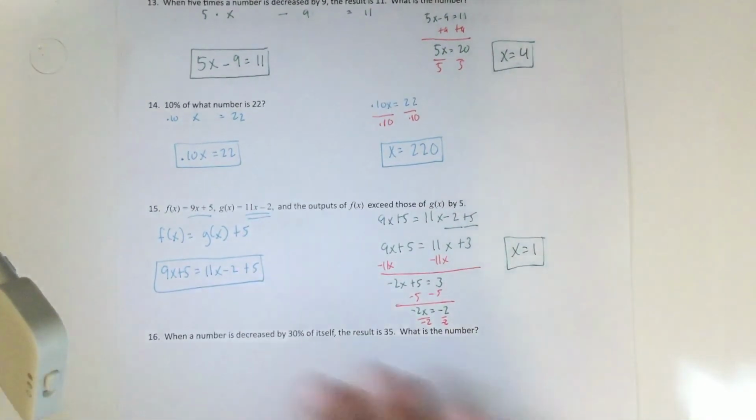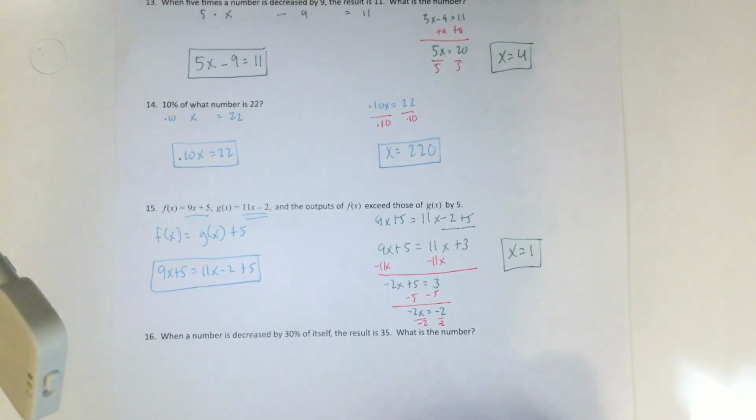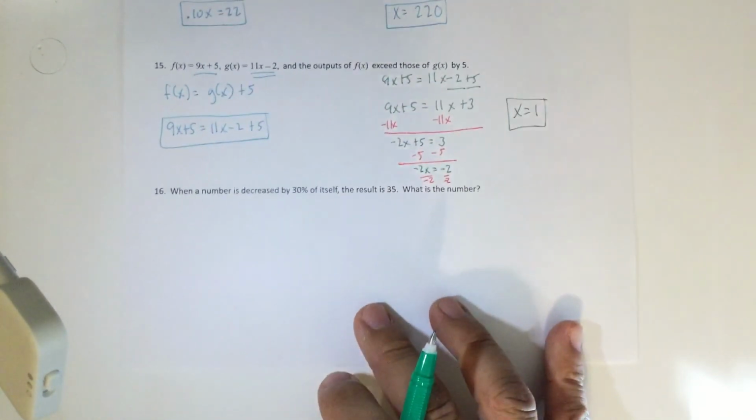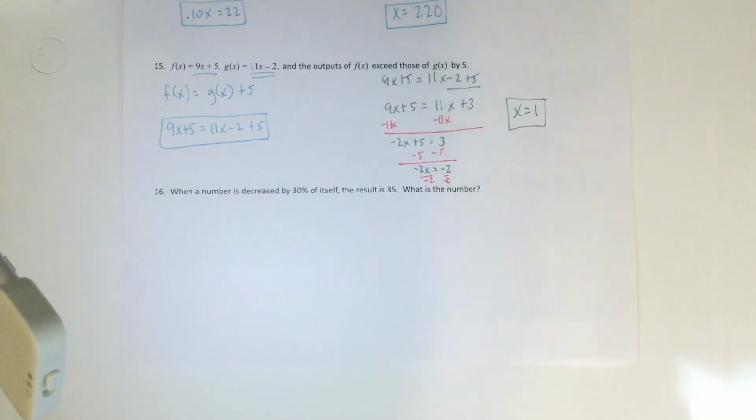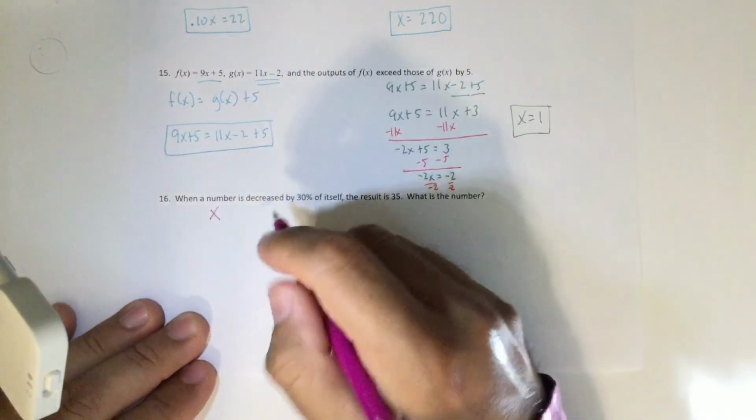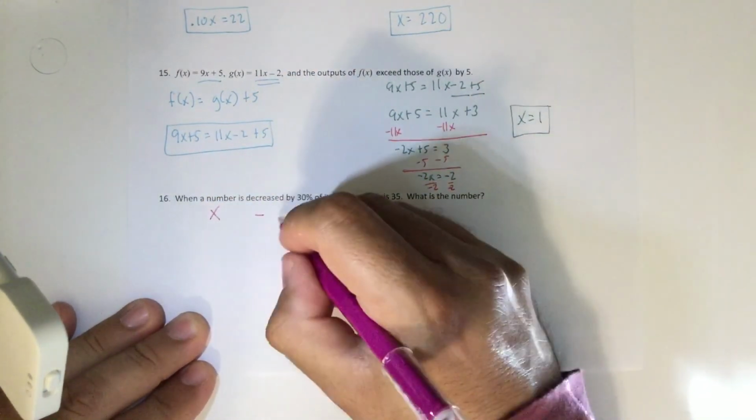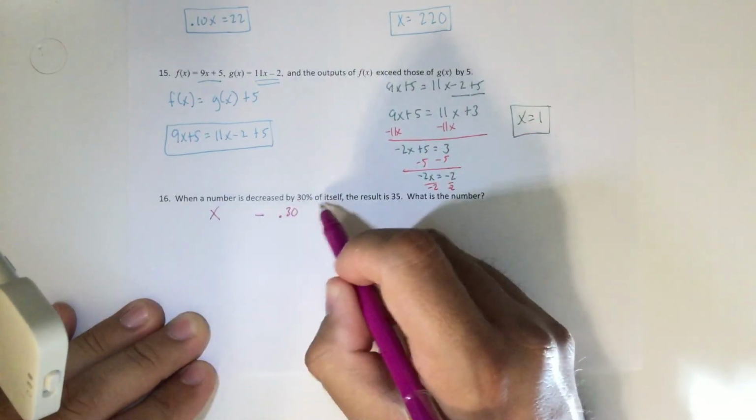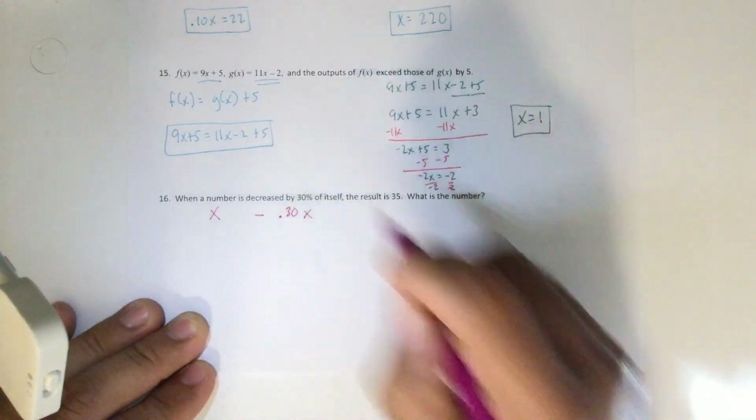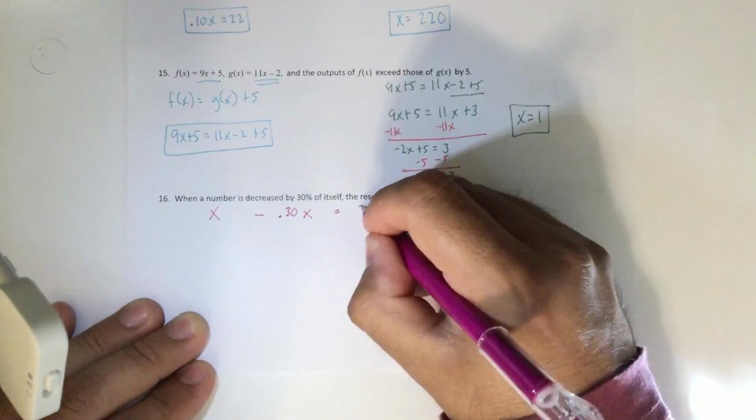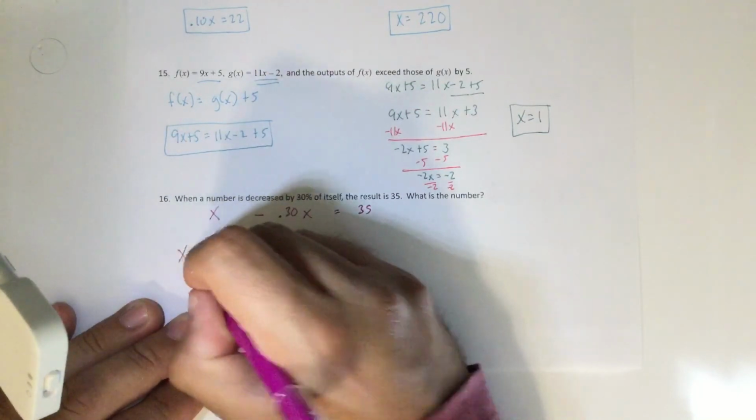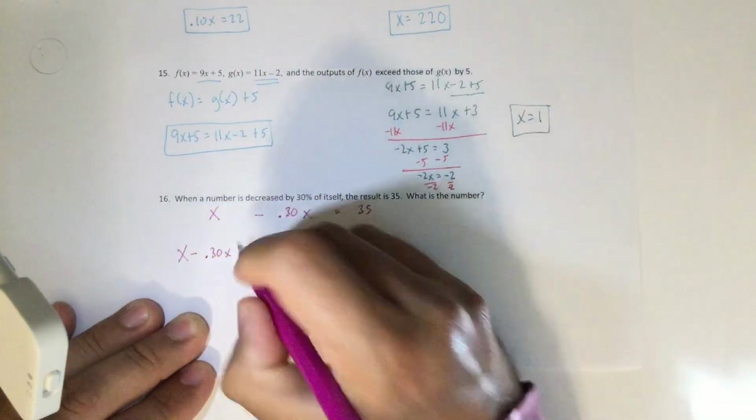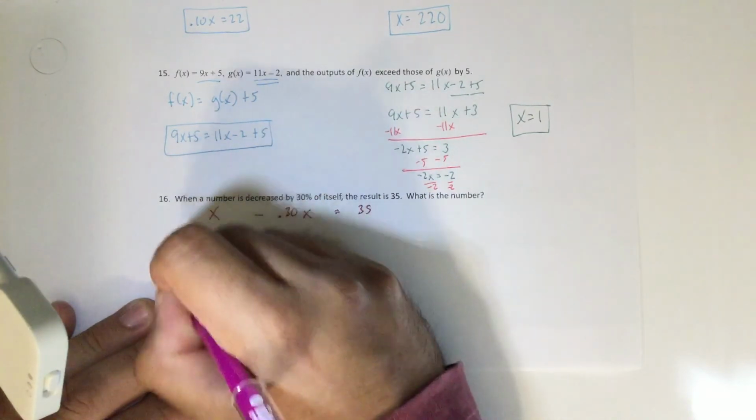All right, so once again, make sure you notice I'm getting the equation and then I'm getting the solution. Last question for the review is number 16. When a number, x, is decreased by 30%, and be careful here, 30% of itself. If the number is x, then 30% of itself is 0.3x. The result is 35. Okay, so my equation here is x minus 0.30x equals 35.